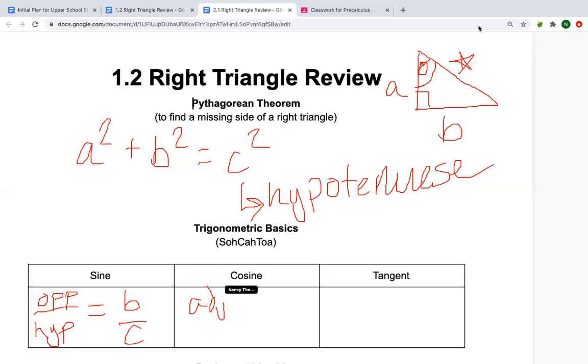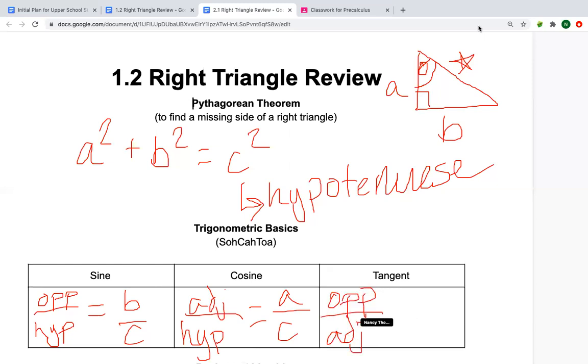So adjacent means next to, so it's the side that is next to the angle. So the side that is next to the angle in this case is A over hypotenuse C. And then tangent is opposite over adjacent. And so that would be B over A. I switched it. So opposite over adjacent. Make sense?